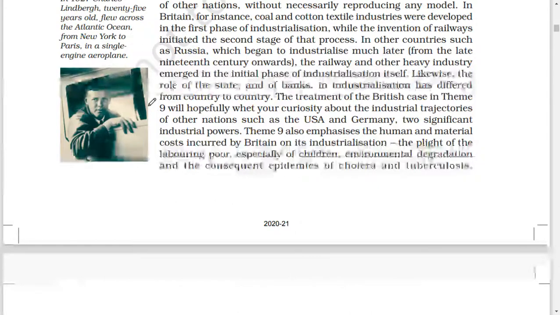Theme 9 also emphasizes the human and material cost incurred by Britain in its industrialization: the plight of the laboring poor, especially of children, environmental degradation, and the consequent epidemics of cholera and tuberculosis.